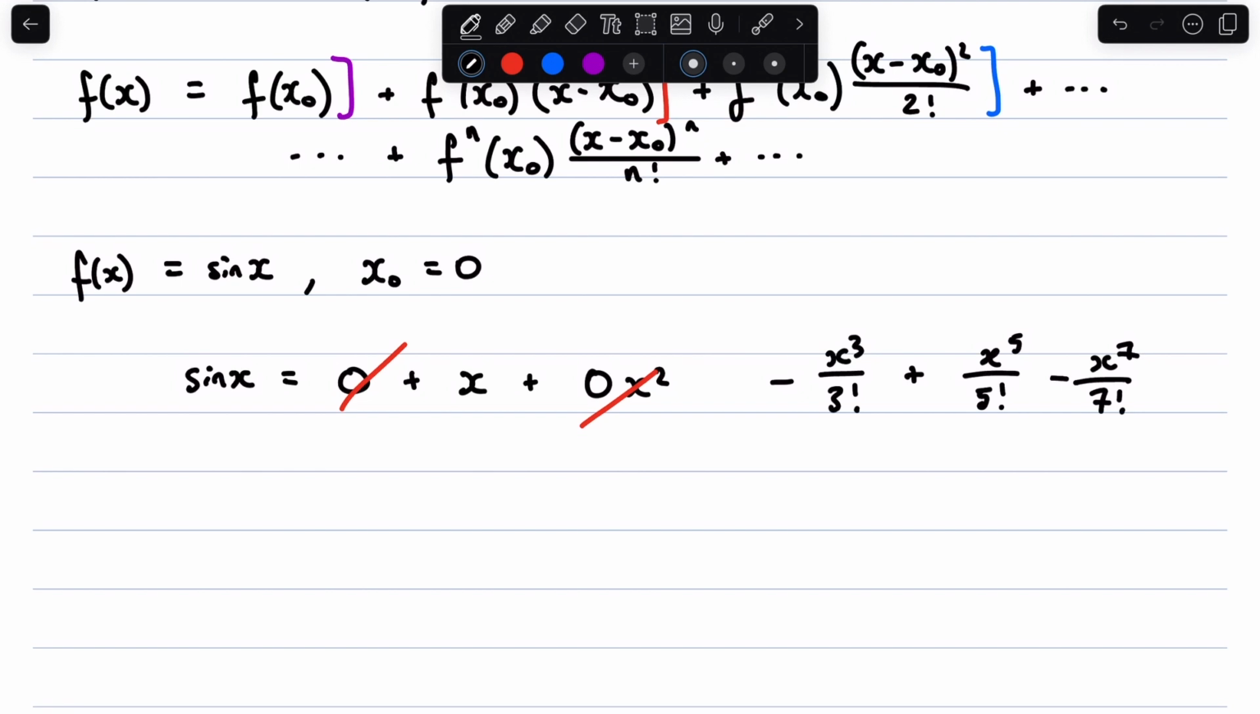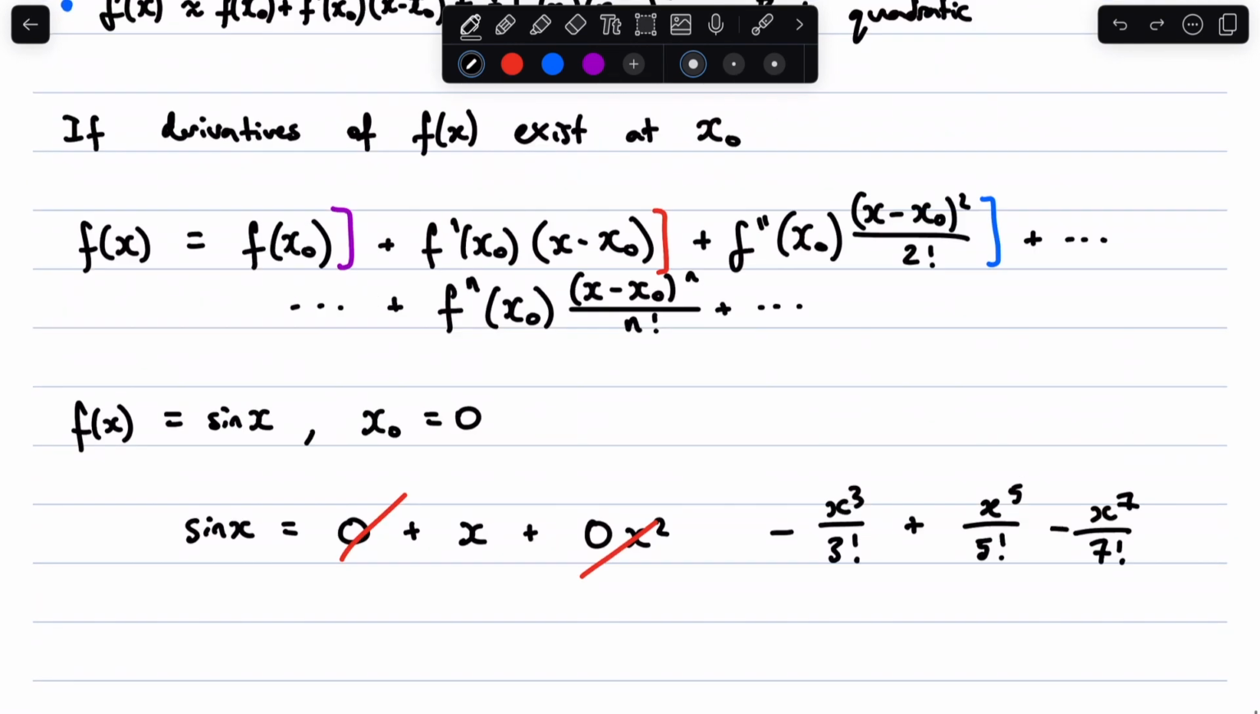And as an exercise, I'd like you to try and find what is f of x equaling cos x Taylor expanded around the point x naught equaling naught. And hopefully you can find how each term in the function relates to the next, so like we did here for the sin x. Just as a final remark about these Taylor expansions, these are local approximations about a point.